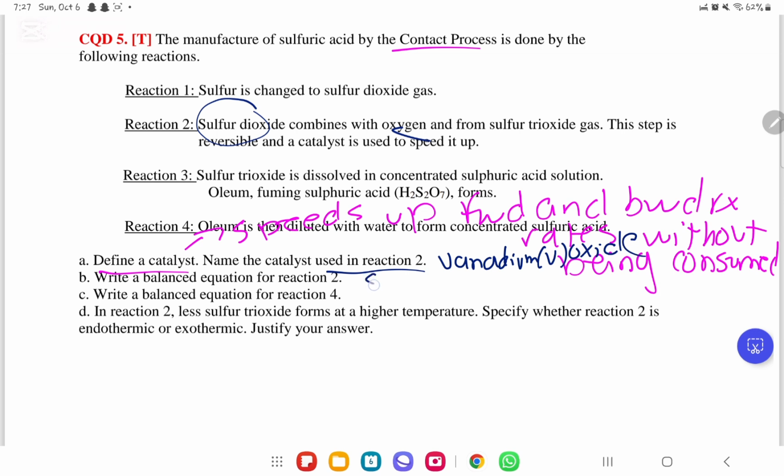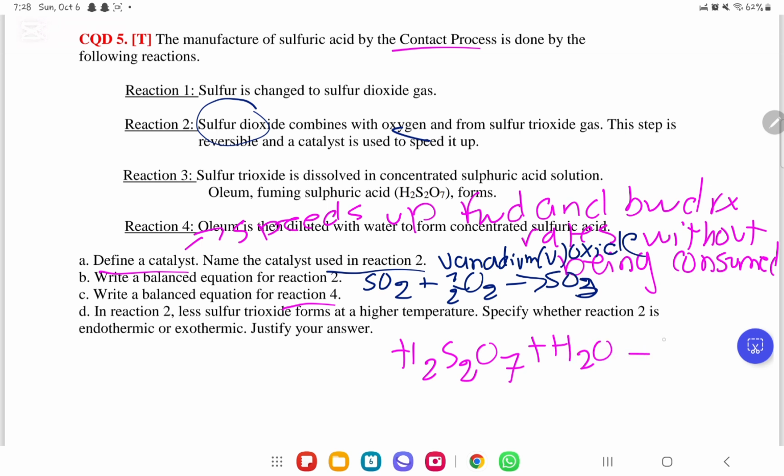Now, write a balanced equation for reaction 2. If we're going to write it, it will be SO2 plus 1/2 O2 will give us SO3. Now, write a balanced equation for reaction 4. We have oleum is then diluted with water. Oleum is H2S2O7, diluted with water, plus H2O will give us sulfuric acid, which is H2SO4.